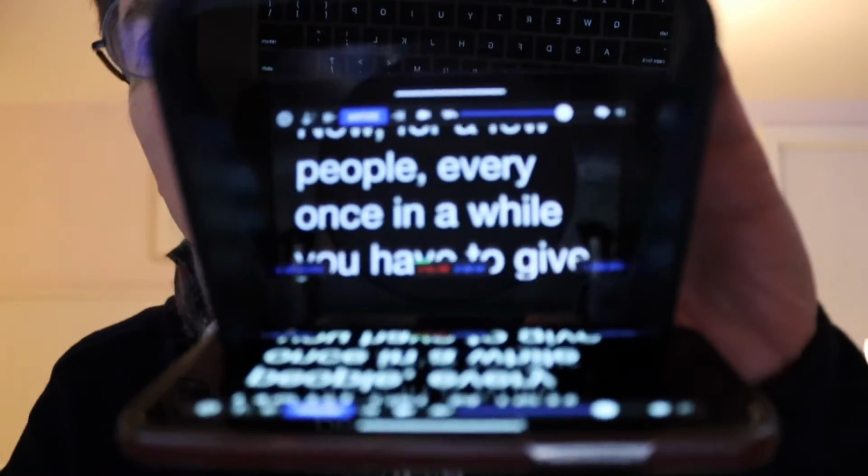Now, for a few people, every once in a while, you have to give a more formal speech. Perhaps a more complicated wording. You want to make sure you get it exactly right, and you want to make a good impression. In that case, you probably should consider a teleprompter. And I don't mean those big units that require technicians to handle and cost $1,000 or $2,000. There's actually a teleprompter on the market today that costs all of $100 and is very easy for one person to use. It's called the Padcaster Parrot teleprompter.